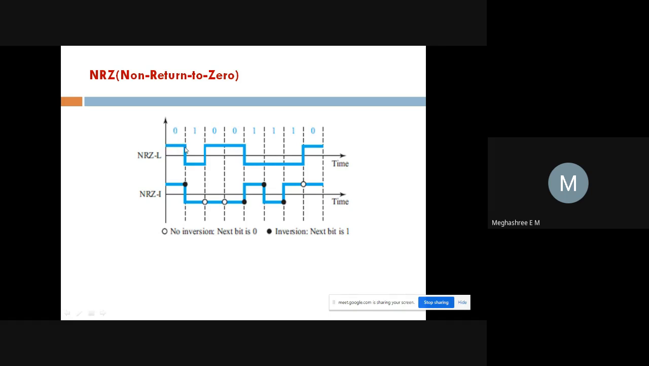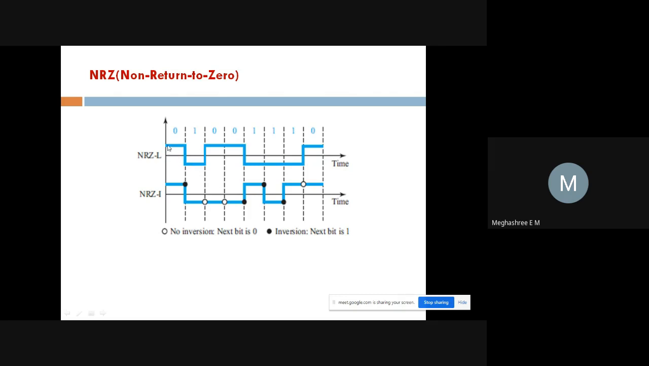So it starts from here. When there is 1, there is a change. When there is 0, then it goes straight. When there is 1, again it changes. This is non-return to 0. That means the signal can be positive or the signal can be negative. I hope you understood this.